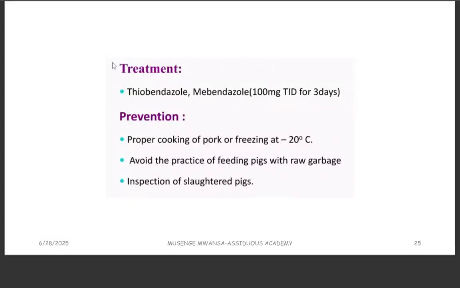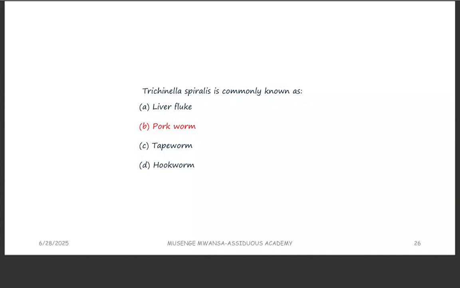So as we said, the treatment is via albendazole, mebendazole, thiabendazole. Prevention: proper cooking of pork, avoid the practice of feeding pigs with raw garbage, and inspection of slaughtered pigs. In case you see in the muscles, you'll be able to see the worms. So we have got some questions.